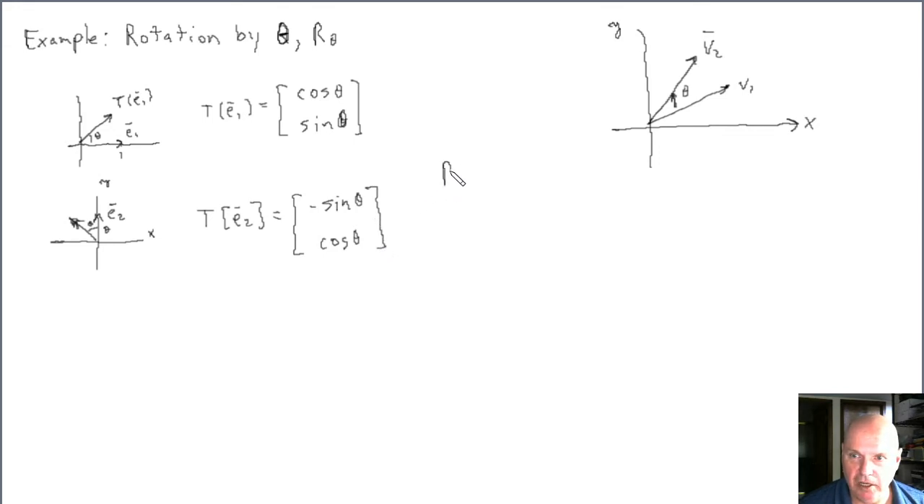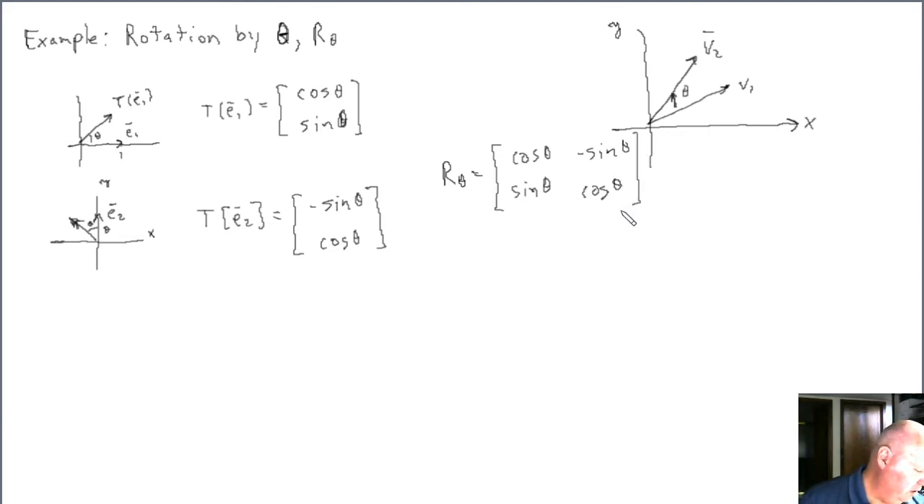So the corresponding rotation matrix, R theta, would be cosine theta, sine theta from these components. And then from transforming E2, the second column is minus sine theta, cosine theta. And then this is the corresponding transformation matrix. In the textbook, he uses shorthand notation for this, representing cosine theta just as C and sine theta just as S. So this simplifies some of the later notation.